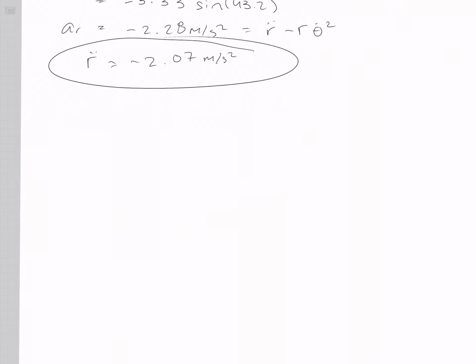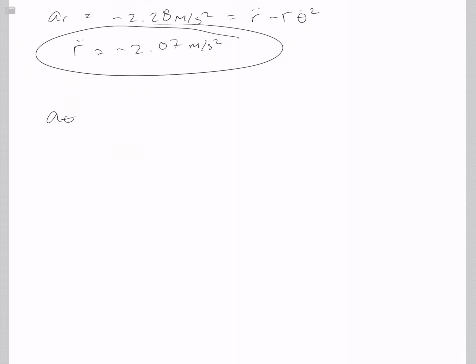So now we have calculated that part. The only thing we have left to do is calculate theta double dot. And we'll do that exact same thing with theta double dot. Negative a cosine of theta, and that equals negative 3.33 cosine of 43.2. And simplified that down, you get 22.43 meters per second squared.